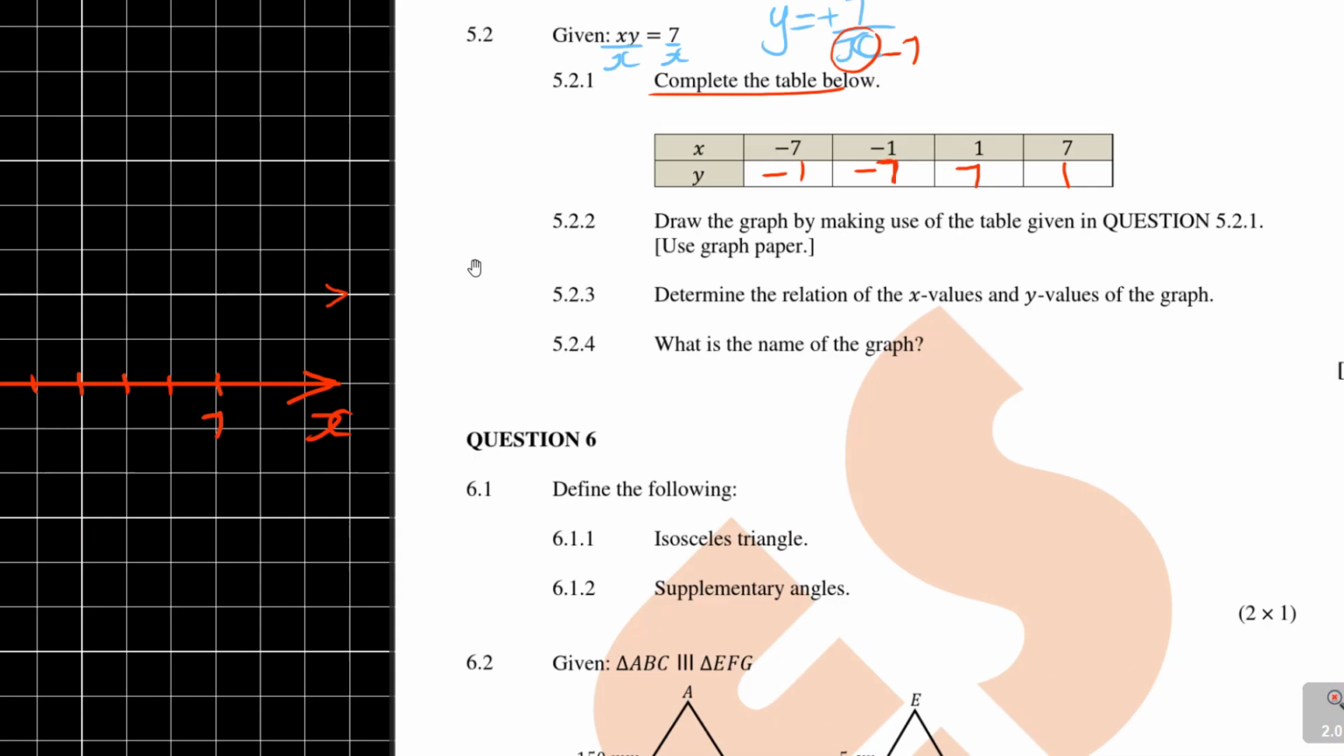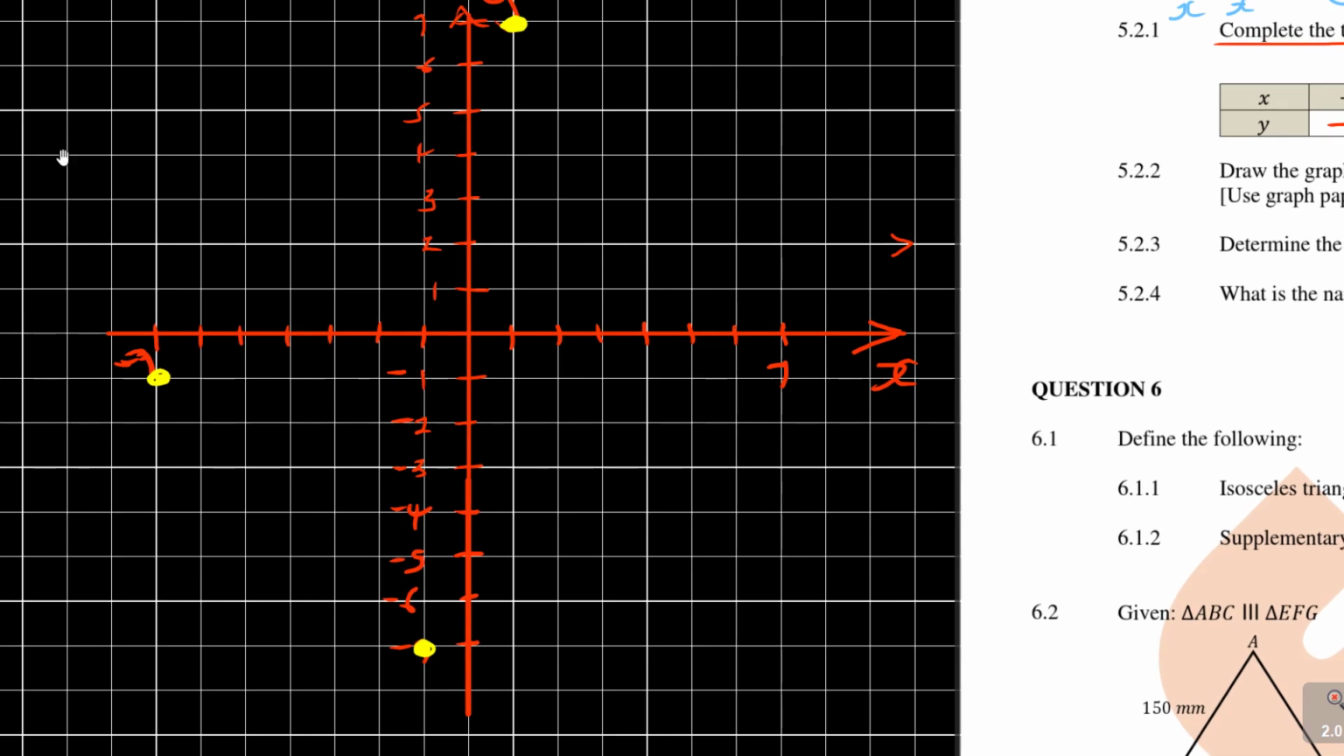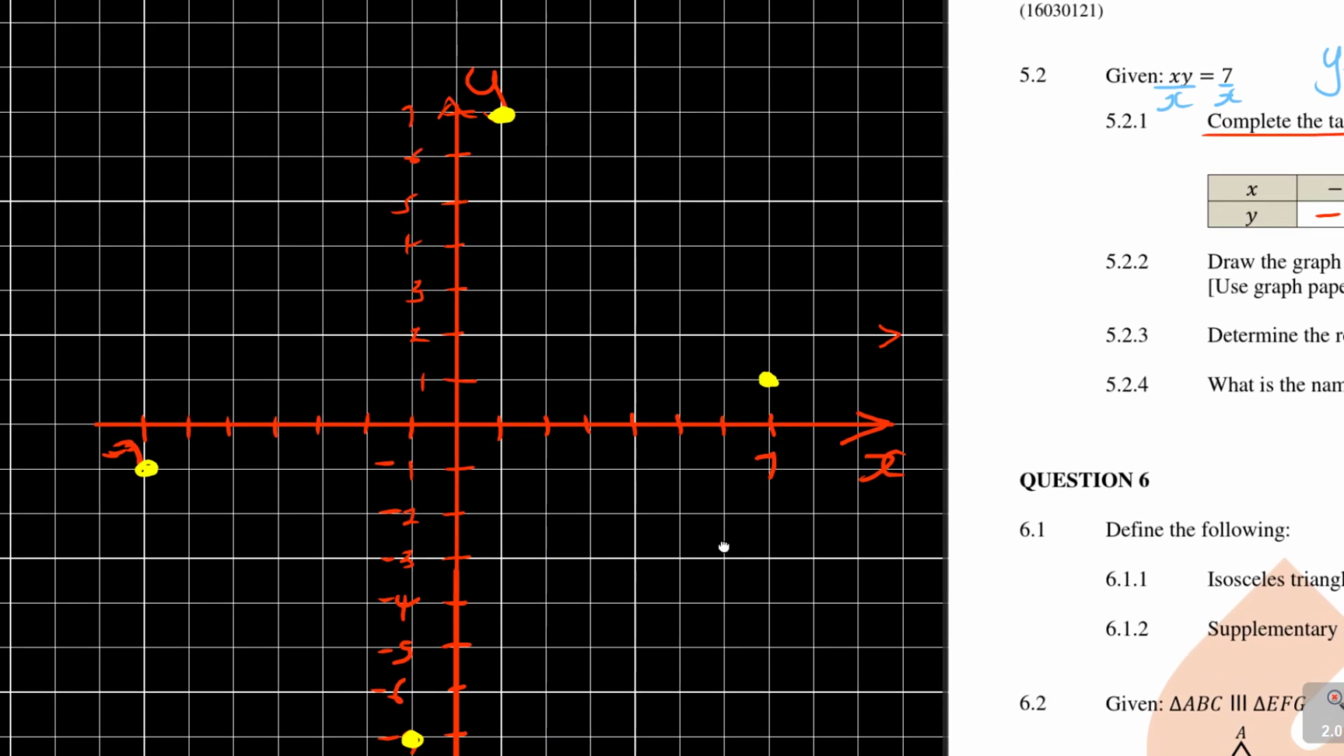Right? And when x is 7, y is 1. So when x is 7, y is 1, they gave the point there. Now look, they've given you 2 points, but you're supposed to sketch this graph.